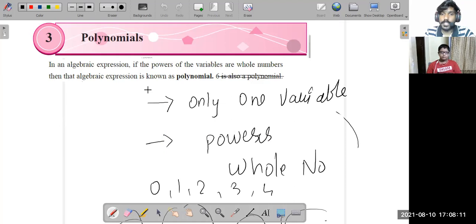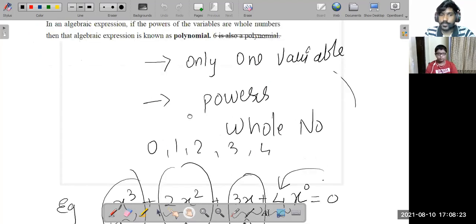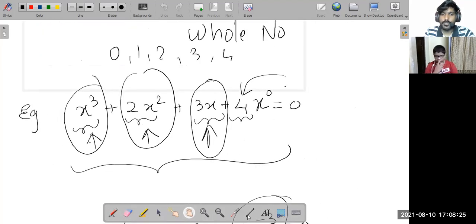What a polynomial means. A polynomial is an algebraic expression which has only one variable, and the powers of the variables are whole numbers. For example, like this, it has just one variable x, and the power of all the variables are whole numbers. If the power of any one variable is not a whole number, then that will not be a polynomial.